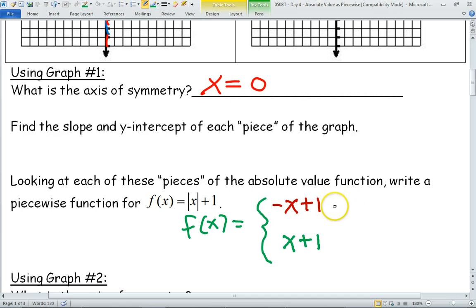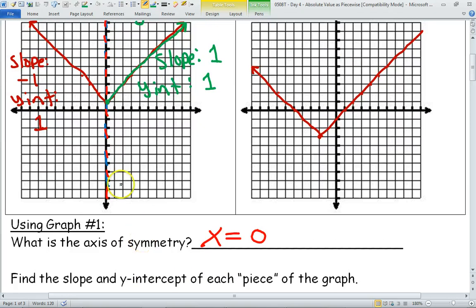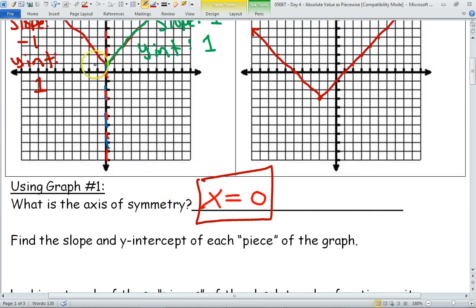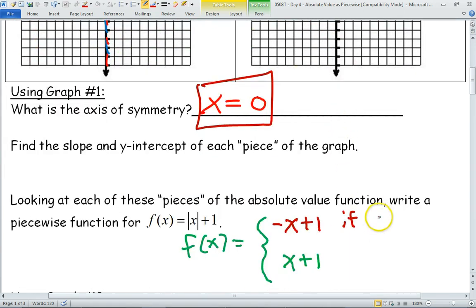Now, for the piecewise function, we need this if x is less than, if x is greater than. The part that tells me where one piece stops and the other piece begins. So, the axis of symmetry. The reason why I had you write the axis of symmetry, x equals 0, is that the value of 0 is where one piece stops and the other piece begins. That's the point where everything changes. So that means when I do this function, it's going to involve 0 as the cutoff point for both lines. So it's going to be like this. If x is something 0. Now, it's either going to be less than or greater than.